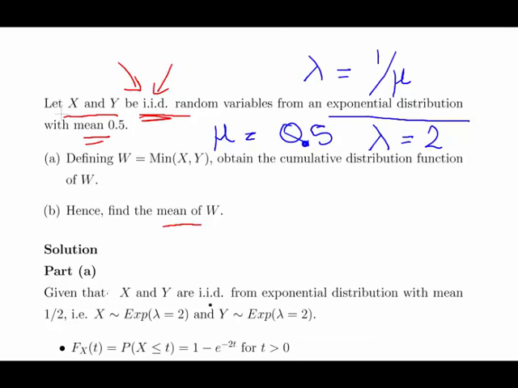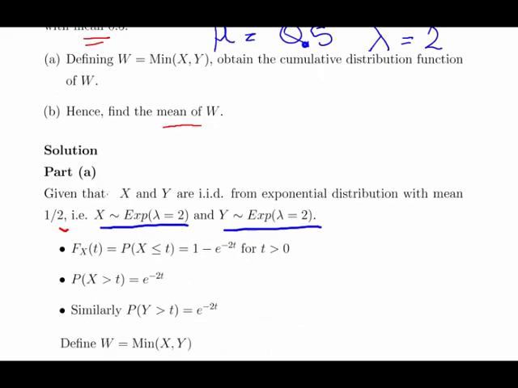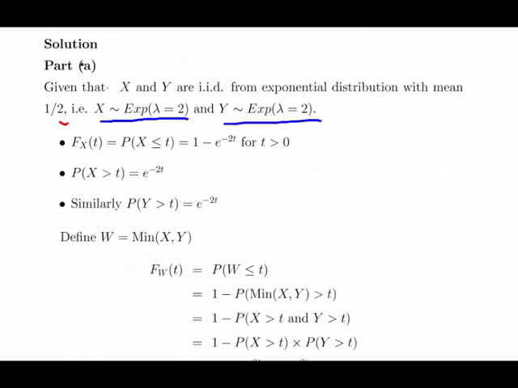So given that x and y are IID from the exponential distribution with mean 1/2, we could specify them out like that. They're both the same distribution. Just as a quick remark, and this works for both cases, these are the definitions related to the exponential distribution. The cumulative distribution function, which is the probability of x less than or equal to t, can be written as 1 minus e to the minus 2t, for t greater than 0. That's 1 minus e to the minus lambda t. That's what you should see in your tables.